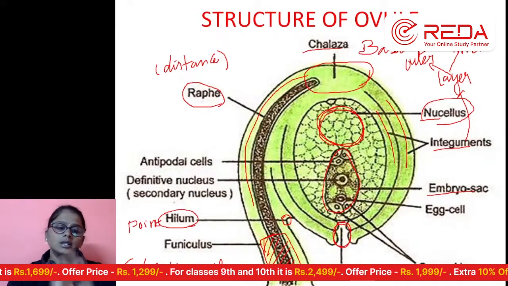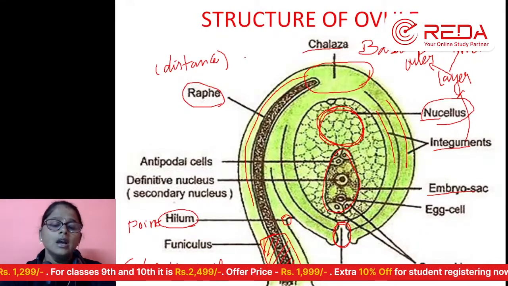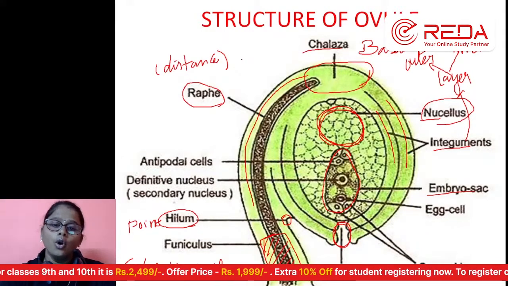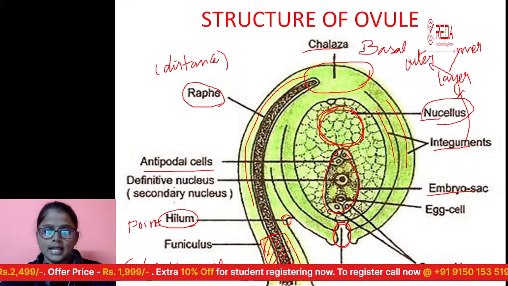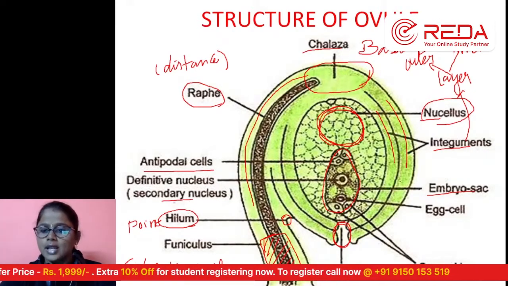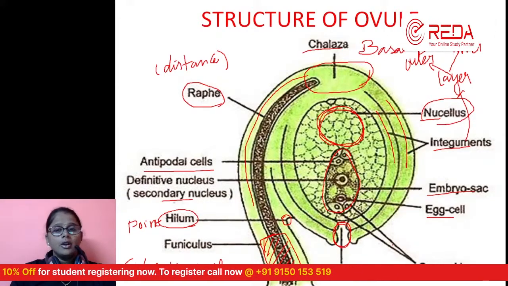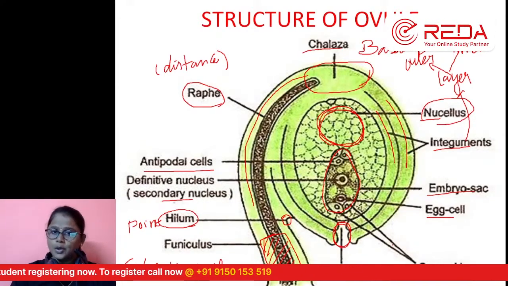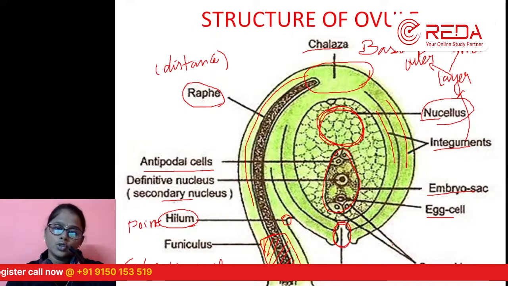Okay, so these are some of the important parts when you are taking into concern the structure of the ovule. I am not going to tell you what is antipodal cell and secondary nucleus and egg cell, because we have to study in detail when you are studying about the embryo sac. So we have to wait until we are clear about the structure of ovule.